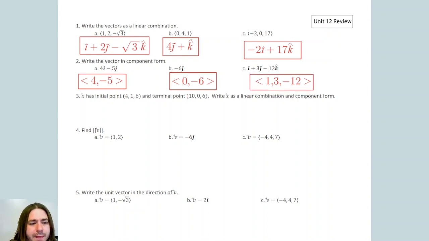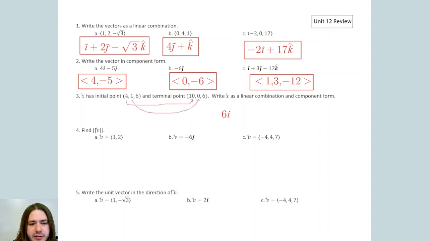Number 3 says that vector x has an initial point at (4, 1, 6) and a terminal point at (10, 0, 6). Write x as a linear combination and component form. So what we have to do is figure out what the change in each component is, and those will represent the coefficients of our linear combination. For instance, in order to get from 4 to 10, I've got to add 6. So the first component will be 6. So 6i.